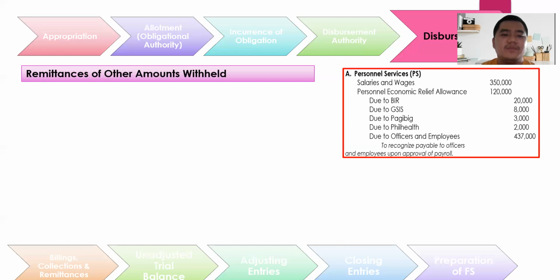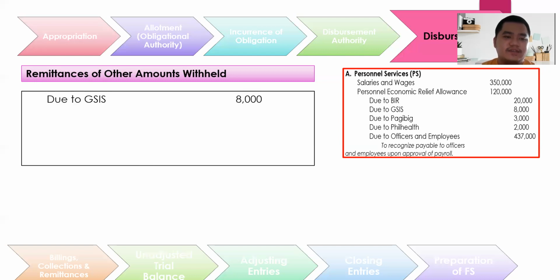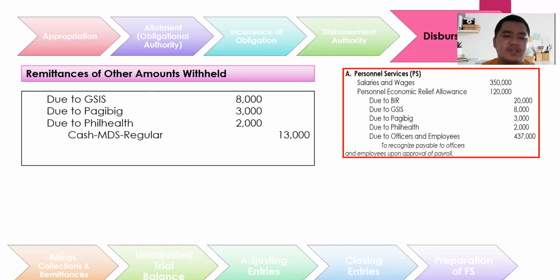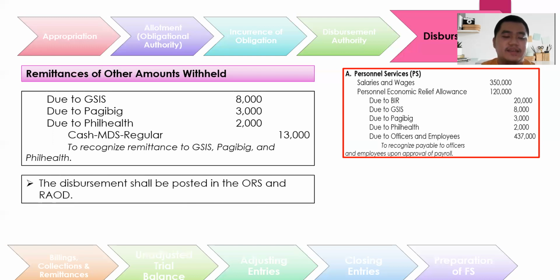Now, for the other amounts withheld, we have here due to GSIS, Pag-ibig, PhilHealth. All of these shall likewise be deposited to other government agencies. So due to GSIS, 8,000, due to Pag-ibig, 3,000, due to PhilHealth, 2,000, and cash MDS regular, 13,000. To recognize remittance to GSIS, Pag-ibig, and PhilHealth. As you can see here, there is an actual transfer of cash to other relevant agencies. And then likewise, ORS will be updated and it will be posted to the relevant RAOD or RAO.